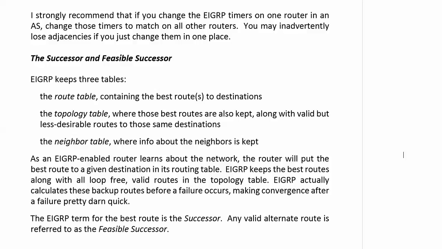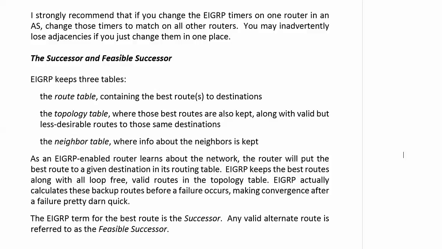That's where the best routes are also kept, along with valid but less desirable routes to those same destinations. Valid but less desirable. That's about as vague as it gets. Why are they valid and why are they less desirable? We're coming back to that. As EIGRP learns about the network, it keeps the best routes along with all loop-free valid routes in the topology table. So there's another way to describe these other routes: loop-free and valid.